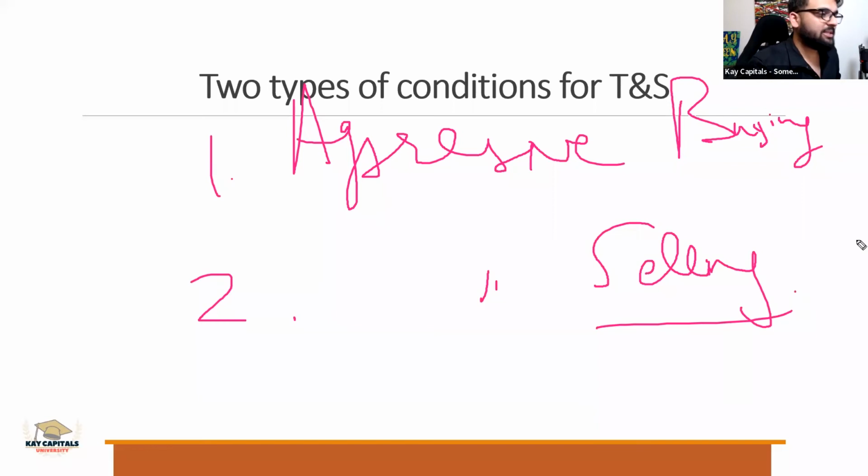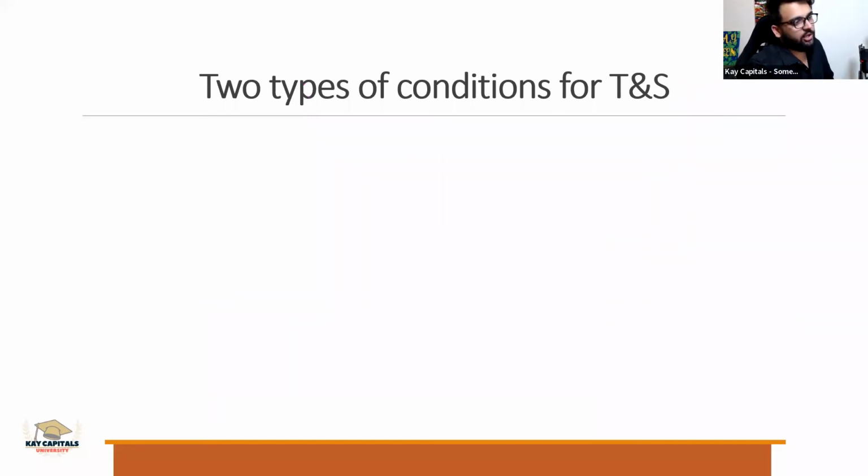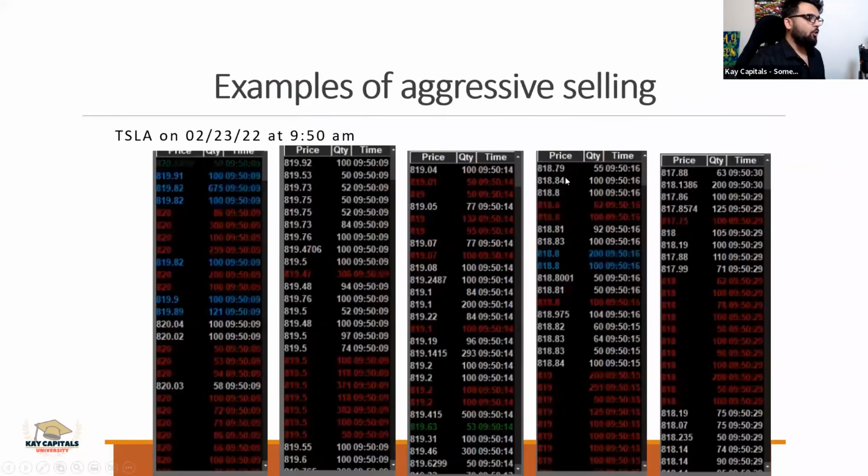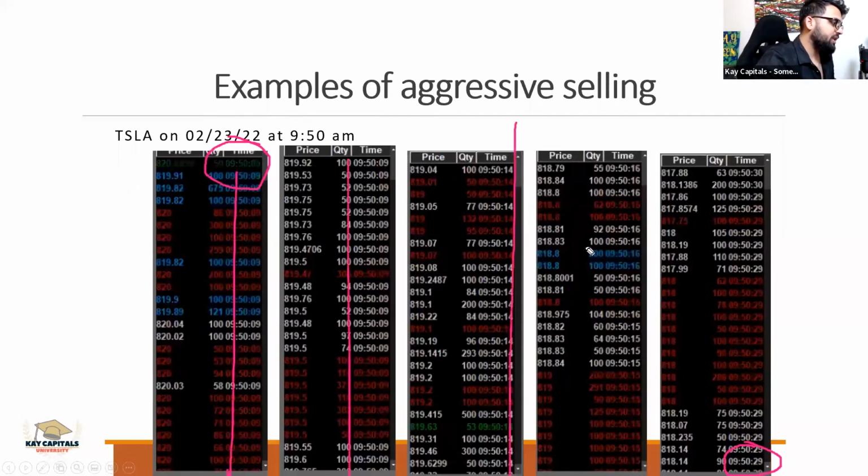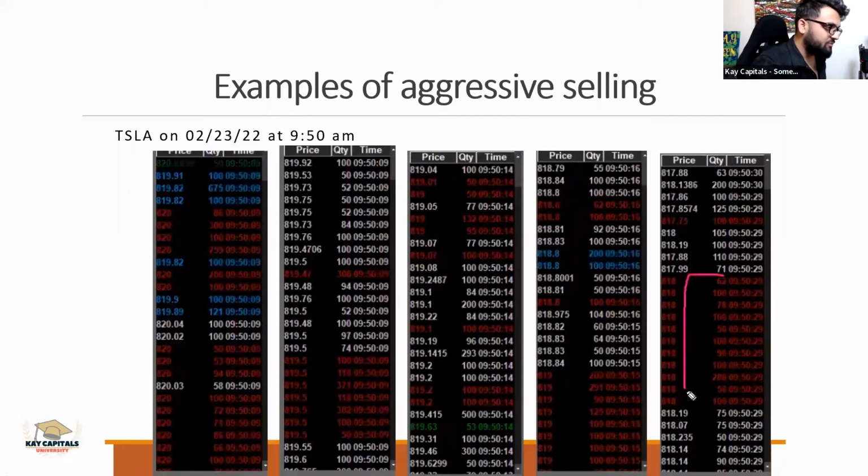All right, I'll show you some examples, and as I said, I'll try to use the same examples I showed you in the level 2. Look at this. Who remembers the 820 break that I showed you on Tesla? Remember the 820 break? Anybody? That's the same 820 break. Look at this. In just 20 seconds, from 950.09 to 950.29, you have this many transactions. And do you see everything's red?